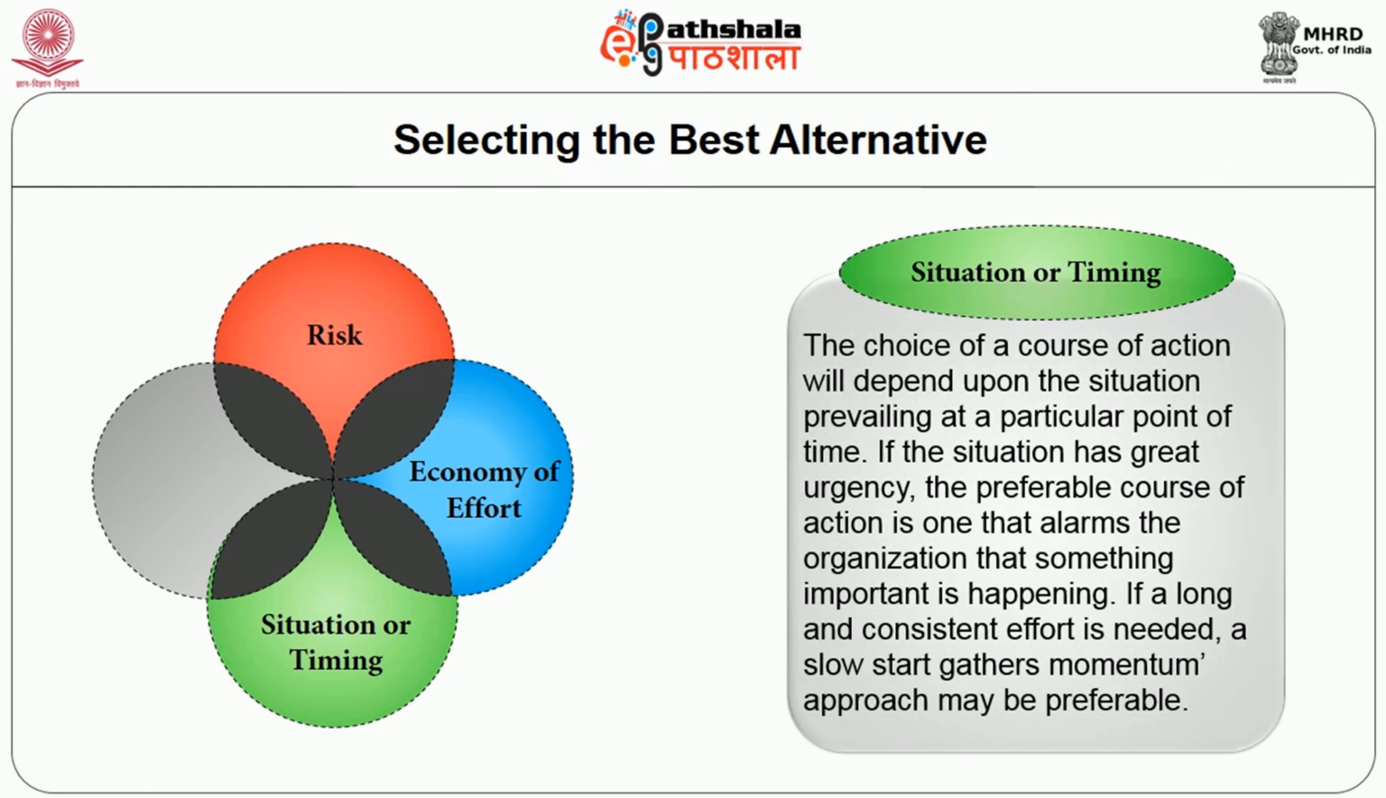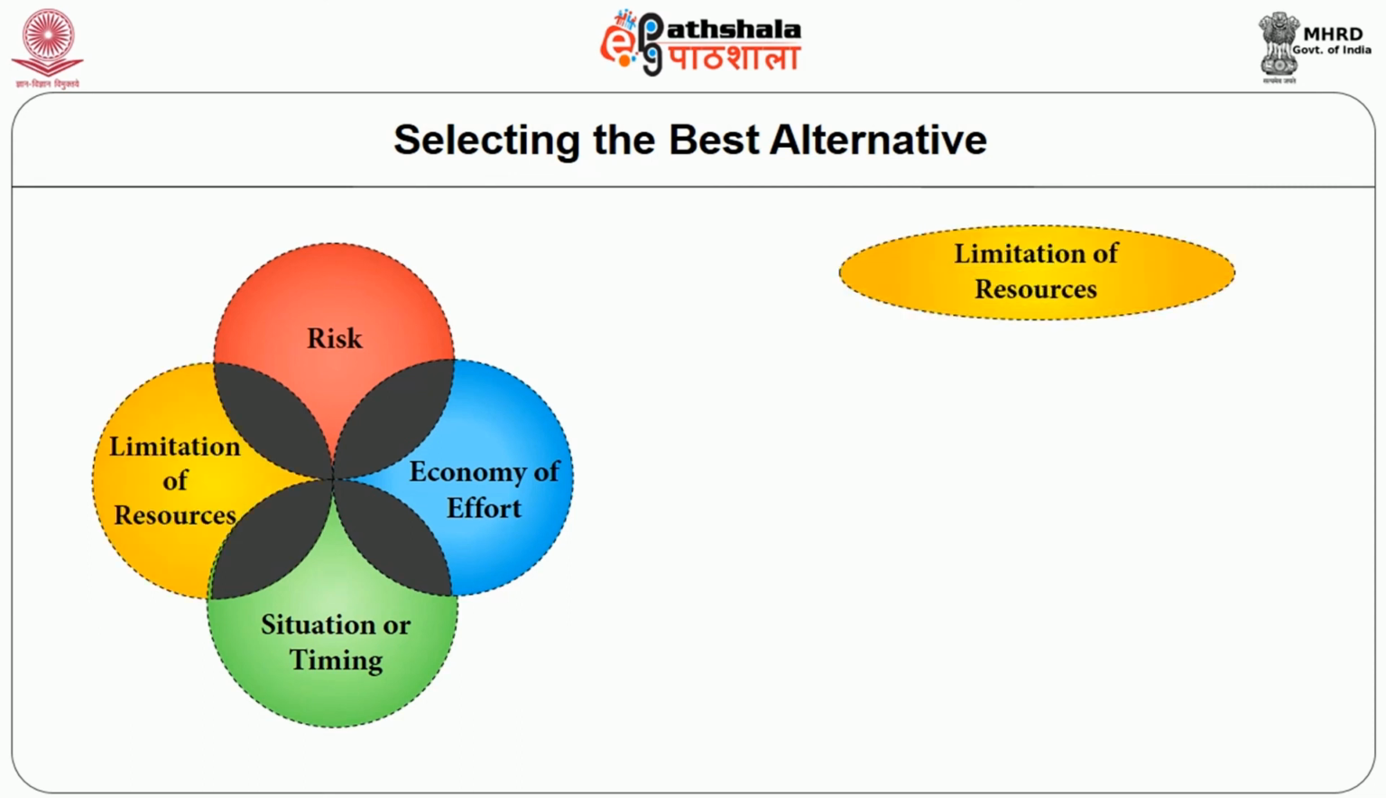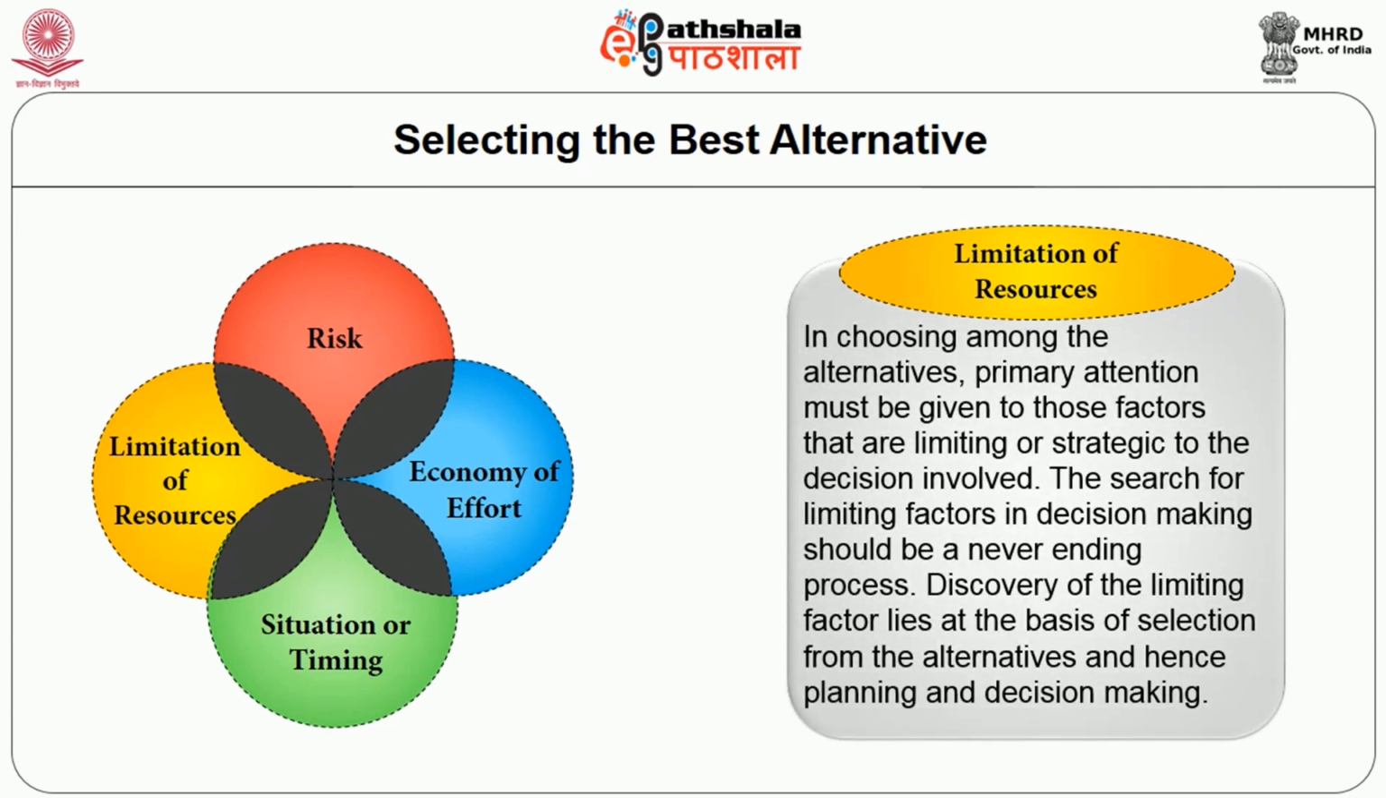If the situation has a great urgency, the preferable course of action is that which alarms the organization that something important is happening. If a long and consistent effort is needed, a slow start that gathers momentum may be the preferable approach. Limitation of resources. In choosing among the alternatives, the primary attention must be given to those factors that are limiting or strategic to the decision involved. The search for limiting factors in decision making should never be an ending process. You have to discover the limiting factor that lies at the basis of selection from the alternatives and hence plan and take decision.